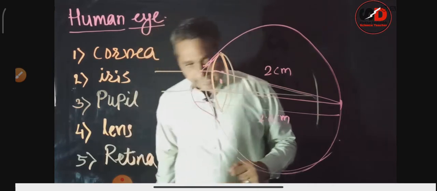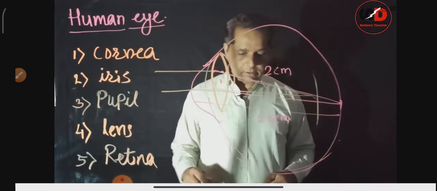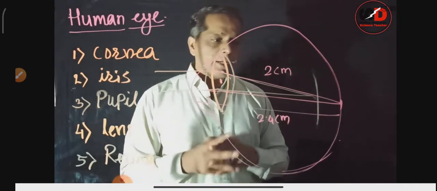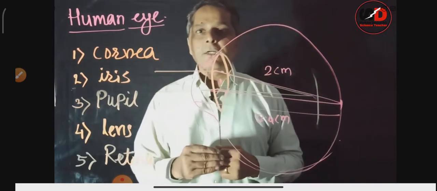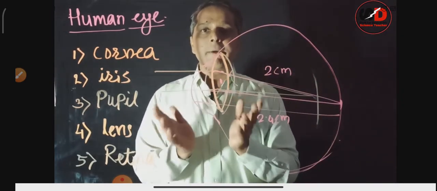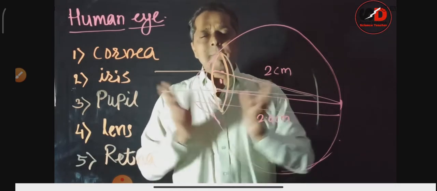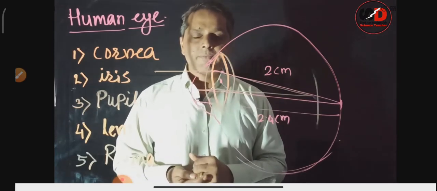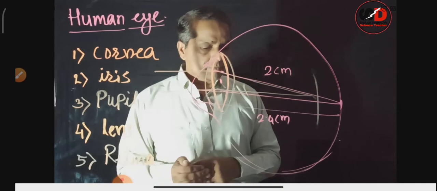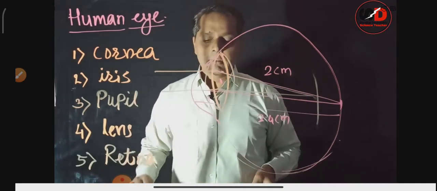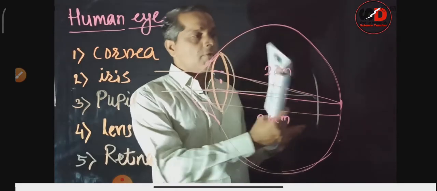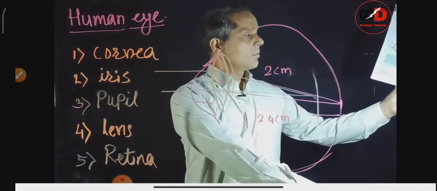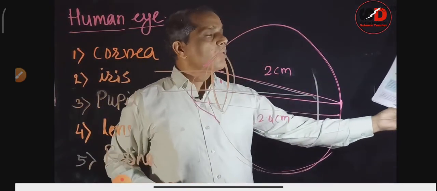But friends, it has certain limits. That means it is not possible for the human eye lens to adjust or to change the shape up to a very large extent. So try one activity. Take a book, keep it away from you and try to read it.